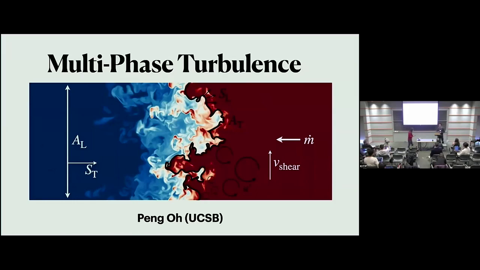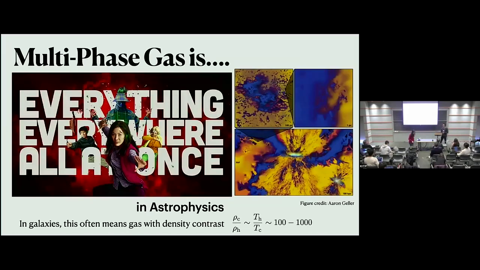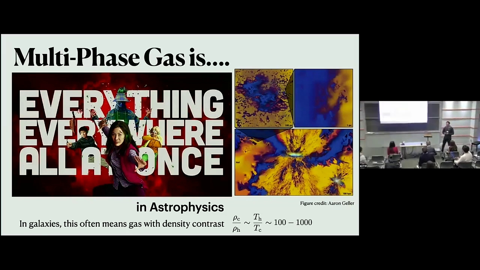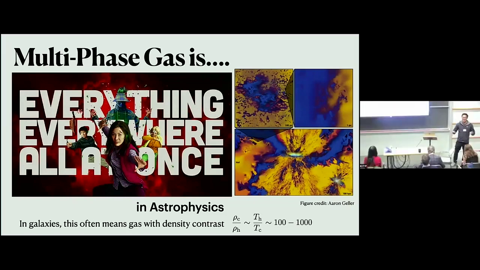All right, thank you. So I'm going to be talking about turbulence in multi-phase gas in the CGM with crappy data. So the context is, sorry, the ISM with crappy data. The context is the CGM. So G is 0 in this talk.